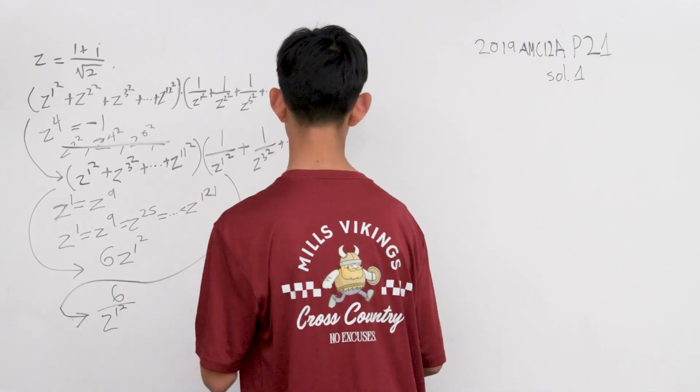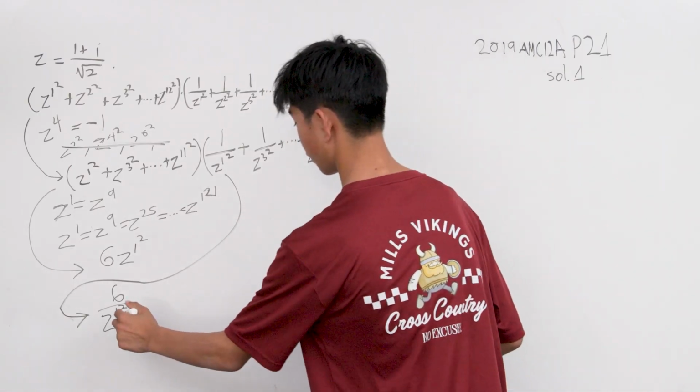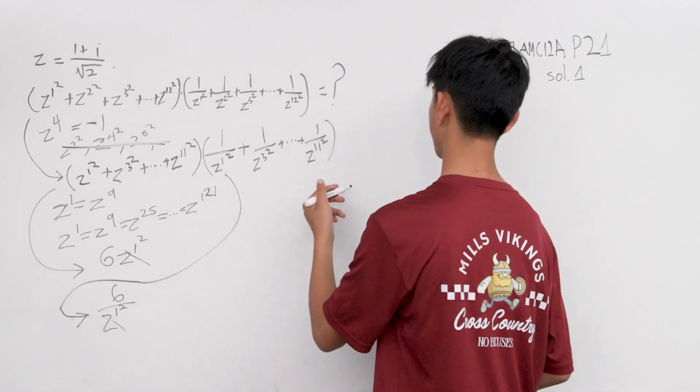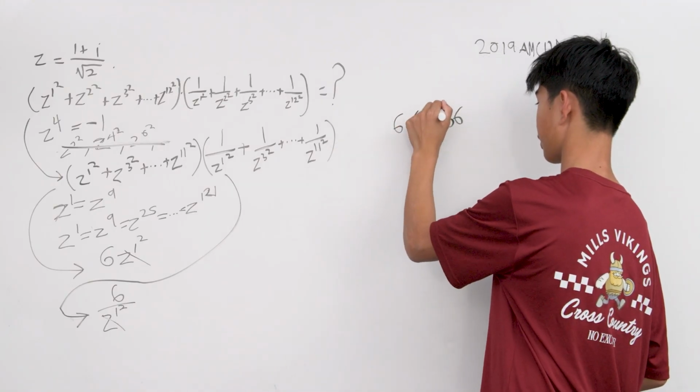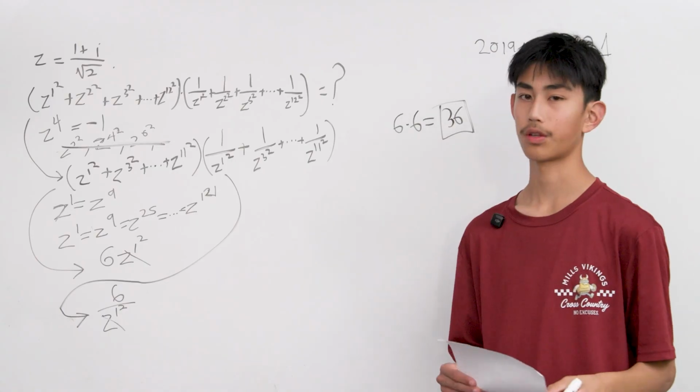So we multiply these two together. These two basically just cancel out. So our product is 6 times 6, which is 36. And that is our answer for this problem.